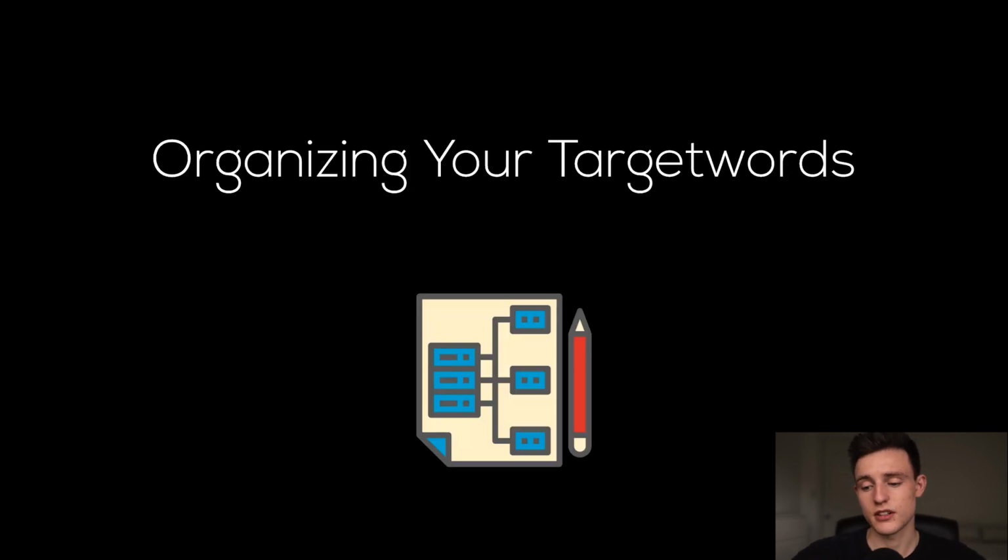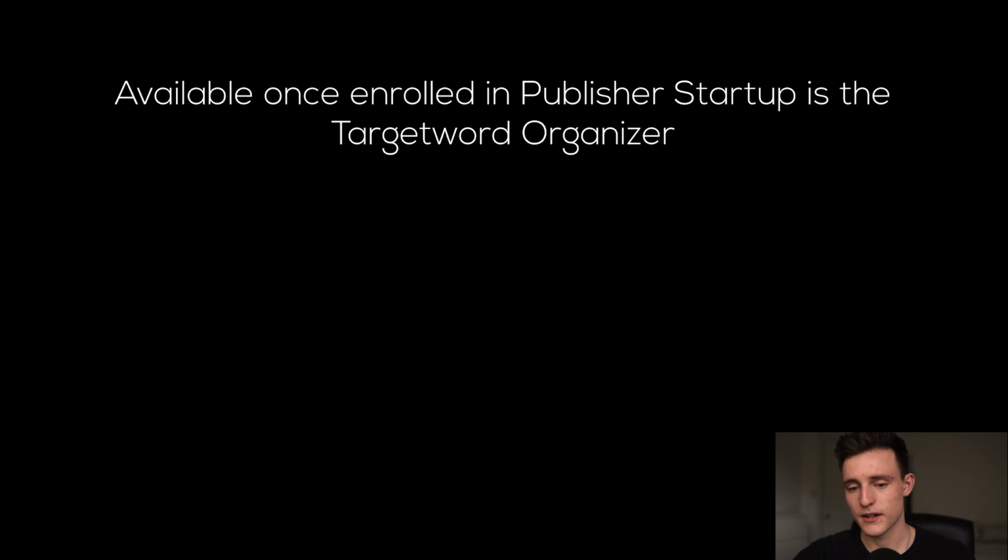Okay, so organizing your target words, because this can get messy since there are 300 to 500 target words that you have, and they're going to be all over the place at the start. So I've actually gone and made an organizer, super simple. It's available in Publisher Startup as a resource if you want to download it from there. Like I said, available once you enroll in Publisher Startup is the target word organizer, which I'll be using in the tutorial part of this video.